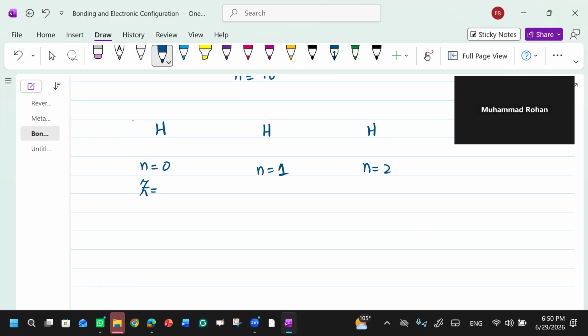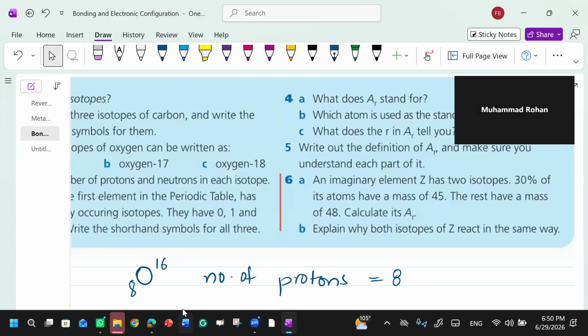Hydrogen, it should be, for this one, 1? Will it be 0? If it is 0, then will it exist? You are saying the neutron number is 0. They have mentioned the neutron number is 0. Read the question. Read the question. What have they mentioned?